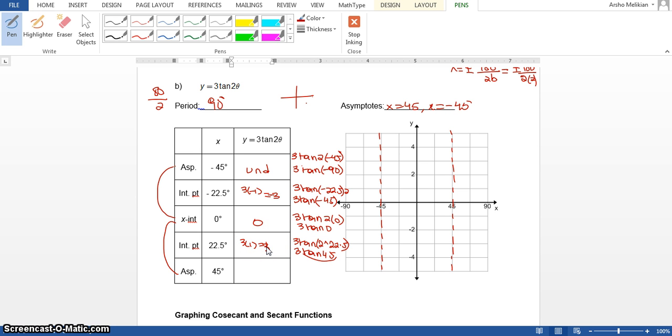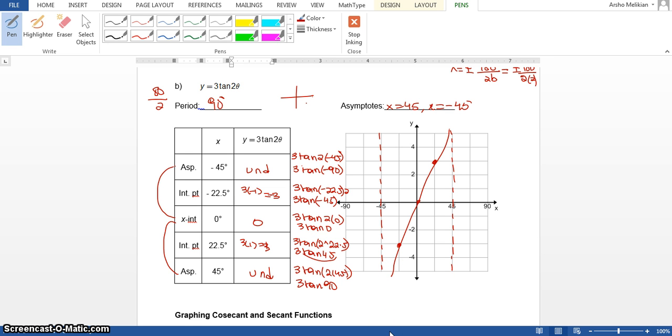Okay? Next we have 3 times tangent of 2 times 45. So 3 tangent of 90. And that's undefined. Alright, plugging them in at negative 22.5, which is here, we're at negative 3. And then at 0, we're at 0. And then at positive 3. So it's going to look like this.